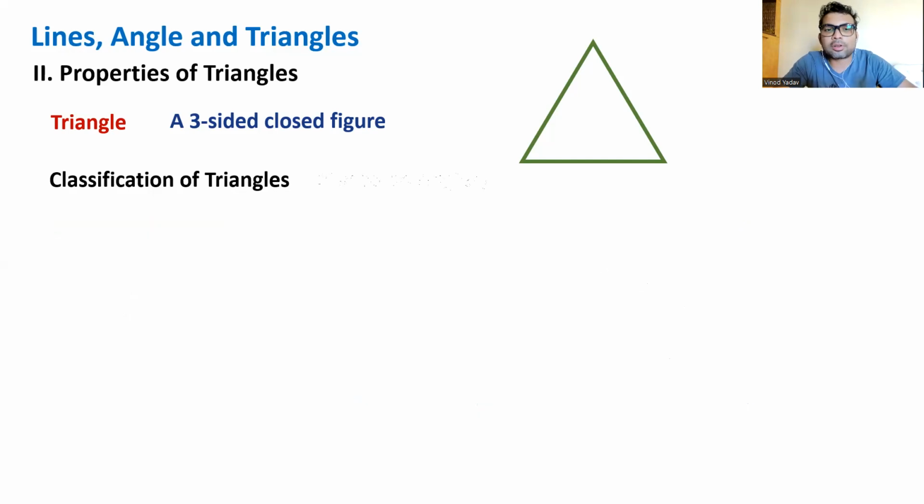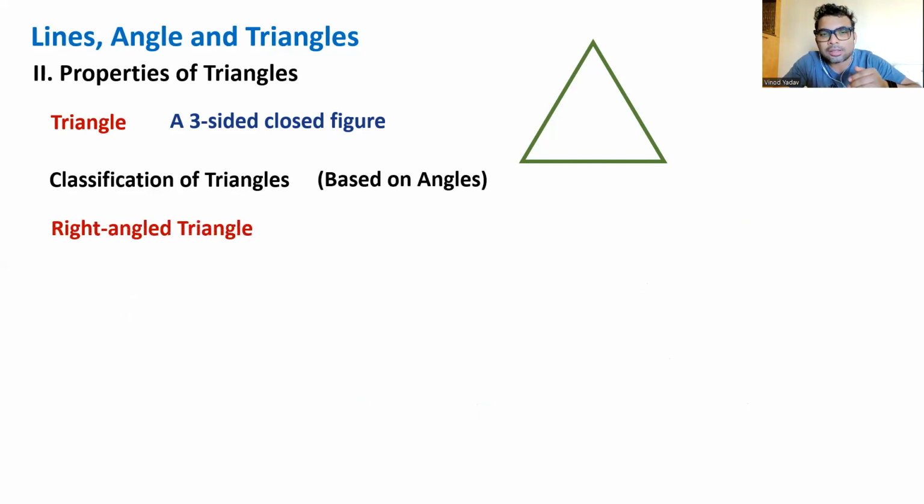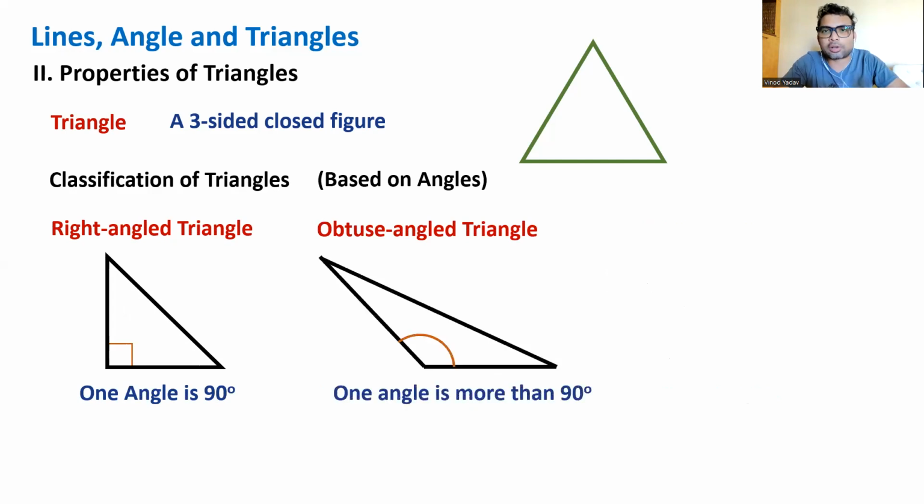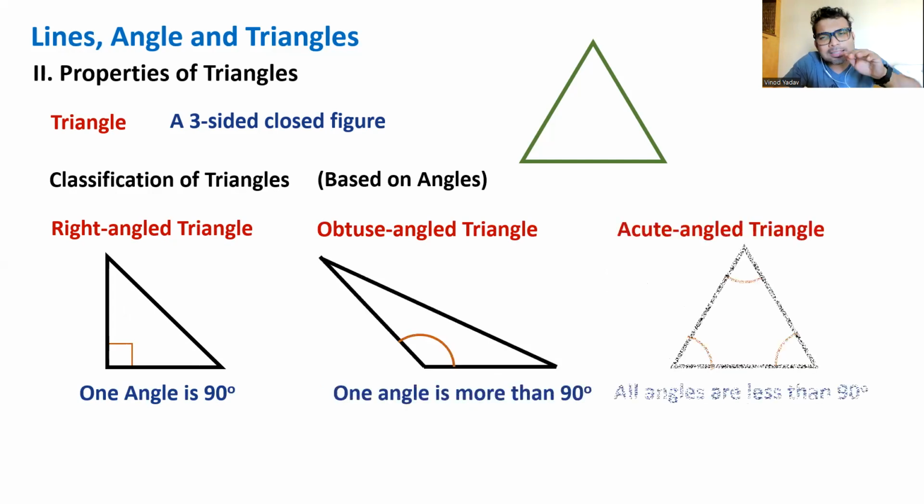Now we have similarly based on the angles. If one angle is 90 degrees, it is a right angle triangle. If one angle is more than 90, it is an obtuse angle triangle. And if all angles are less than 90, it is an acute angle triangle. 3 more names. So remember these 6 terminologies with respect to the family members of triangles. All right, comfortable till here? Let's go ahead.